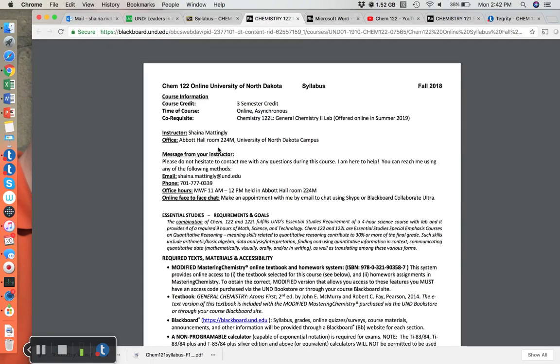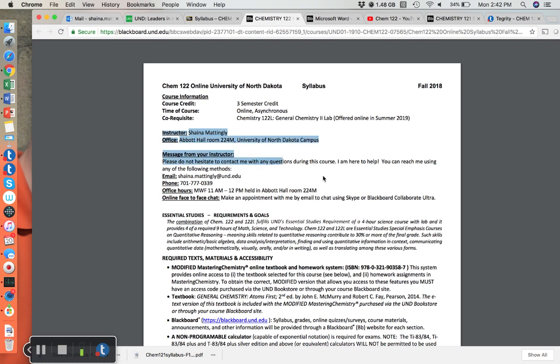So here we have the syllabus, and it just shows some of the course information, course policies, grading policies, and schedule for this semester. Alright, so we are in a 3-credit course. It's an online asynchronous course, so everything that you need to do can be done online. Asynchronous means that everybody's working independently. We don't have to all meet online at the same time. There's a co-requisite of Chem 122 lab. If you're on UND campus, you may be enrolled in the lab right now, but if you're a distance student, you can take the lab online in summer 2019.